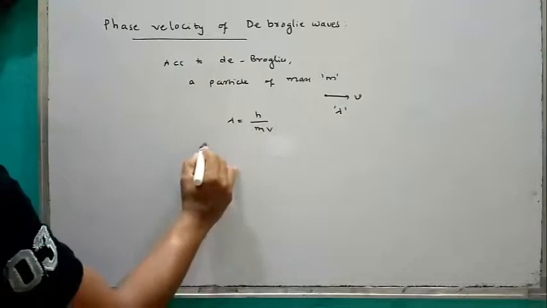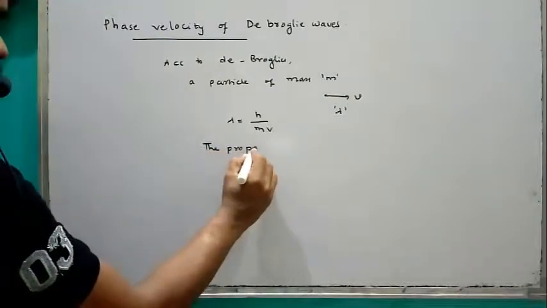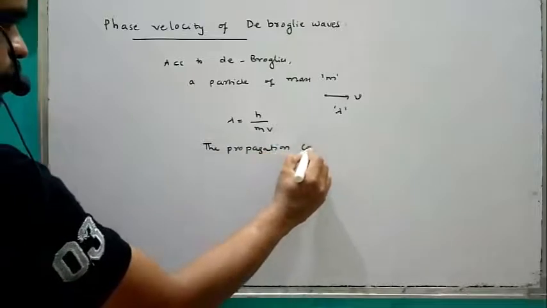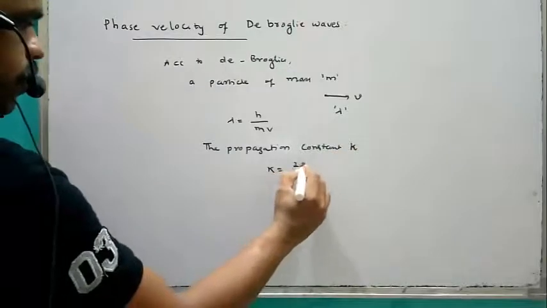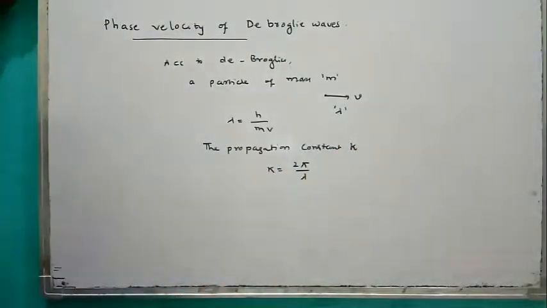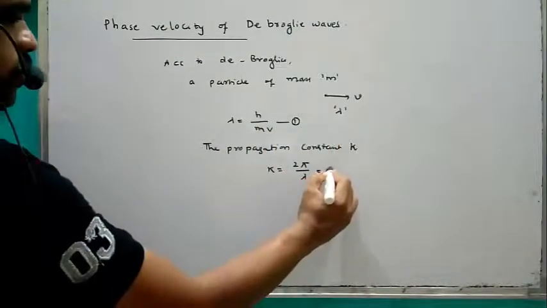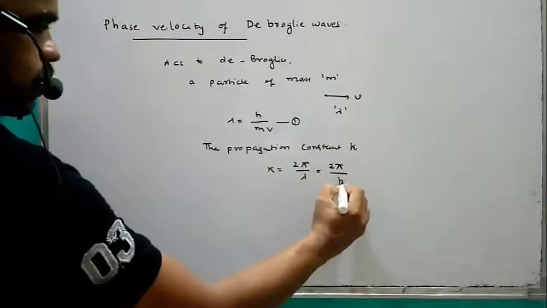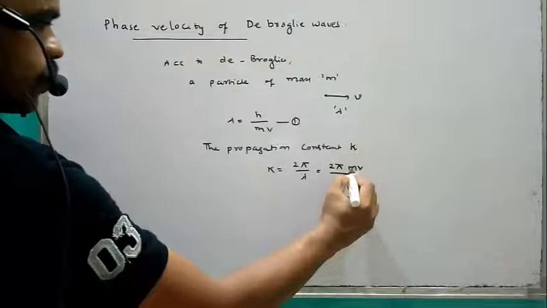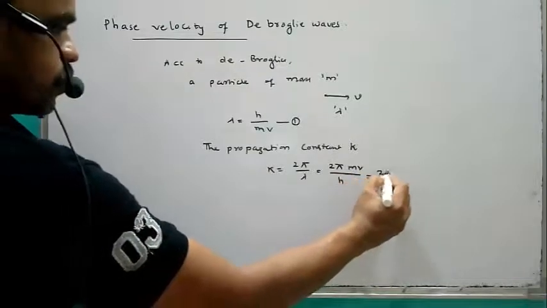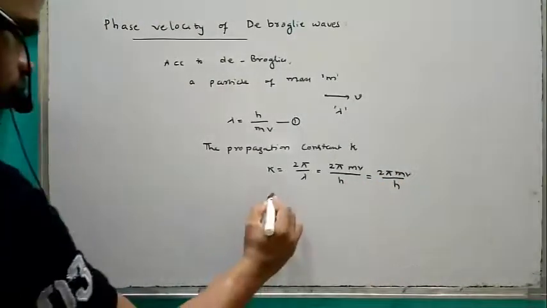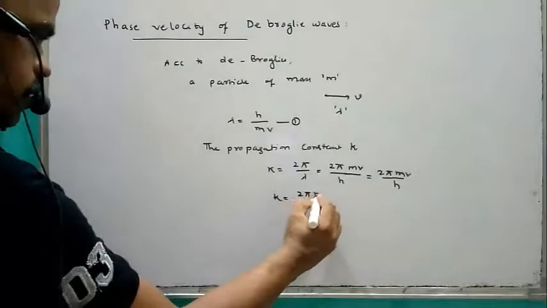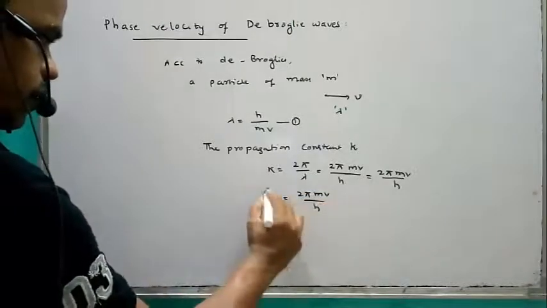Here the propagation constant k equals 2 pi by lambda. Consider this as equation 1, and let's substitute equation 1 in this one. So h goes up in the numerator, mv by h. So here we got 2 pi mv by h. See, propagation constant equals 2 pi mv by h.